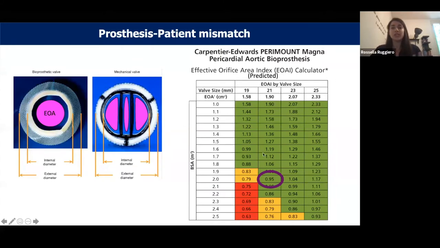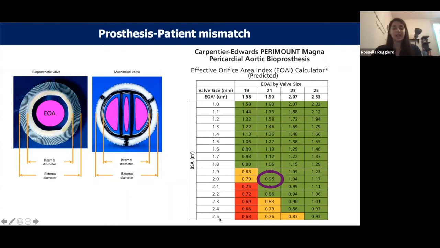In this slide, you can see the table which describes the predicted effective orifice area index in relationship to the BSA. On the top, you can see the valve size and the effective orifice area of that valve. On the left side, the BSA of a specific patient. As you can see, the effective orifice area of the valve when the BSA of the patient is 1 is the same as the one described by the manufacturers.